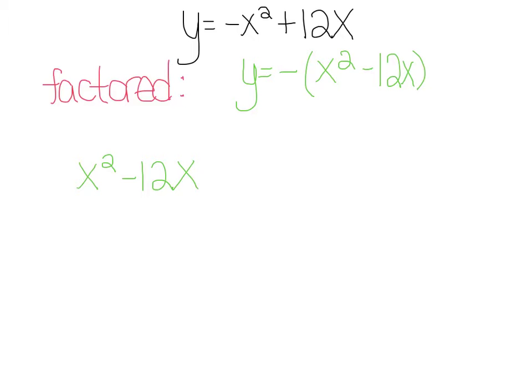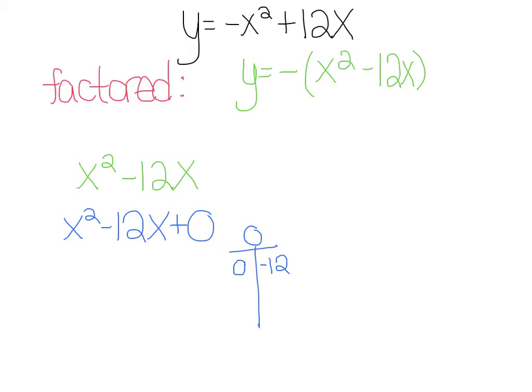There's a couple different ways to do this. Some people like to say, oh, well, this is x squared minus 12x plus 0. So what multiplies to 0 but adds to negative 12? Well, we know that one of the numbers has to be 0, and if it's going to add to negative 12, the other number has to be negative 12. So what I'm going to get is x plus 0 and x minus 12.